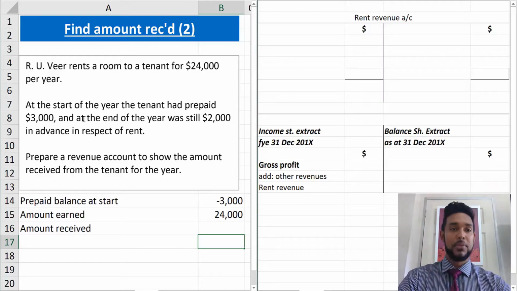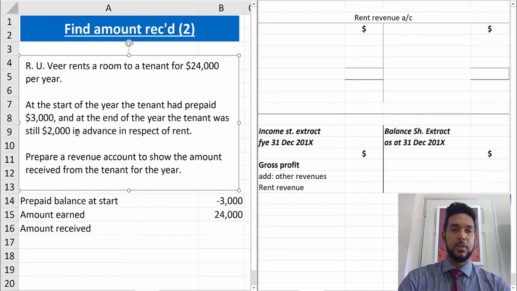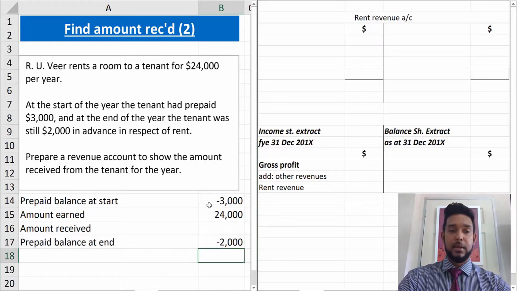I didn't word this problem well, I'm sorry, but at the end of the year, the tenant was still $2,000 in advance in respect of rent. Okay, all right, that could work. So it means here we have $2,000. Oh, and that's supposed to be prepaid. All right, so let's take a look and see if we could figure out the received amount.